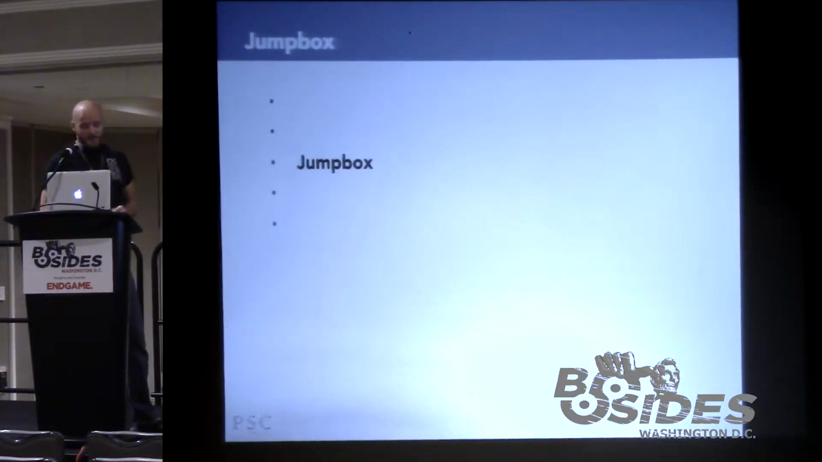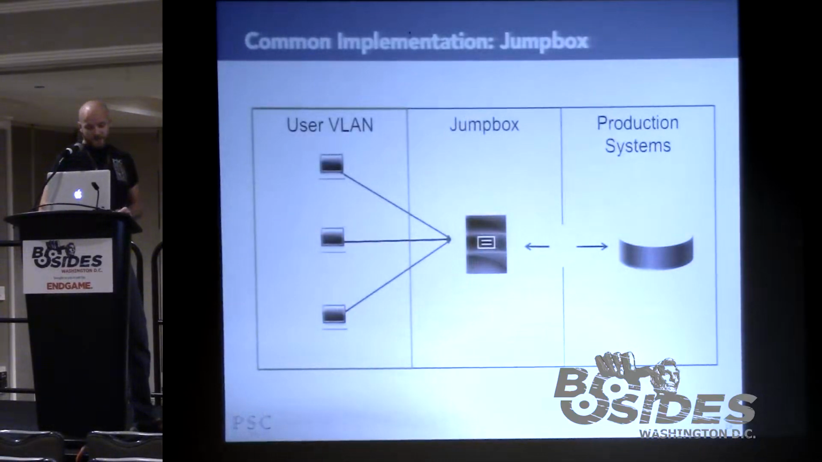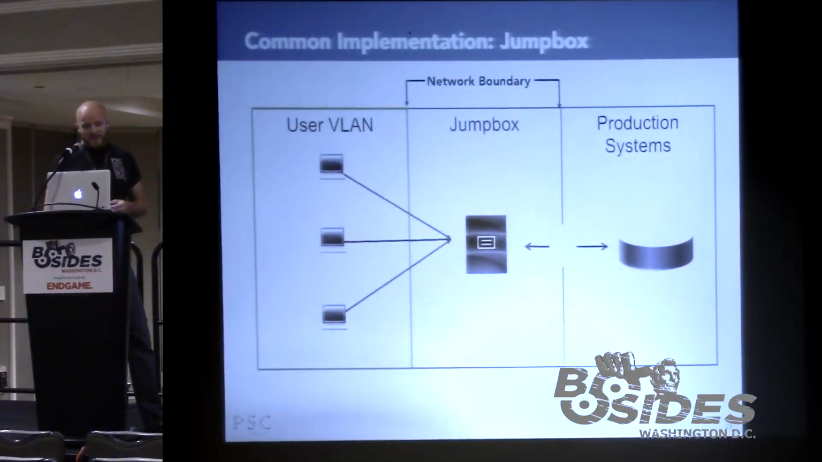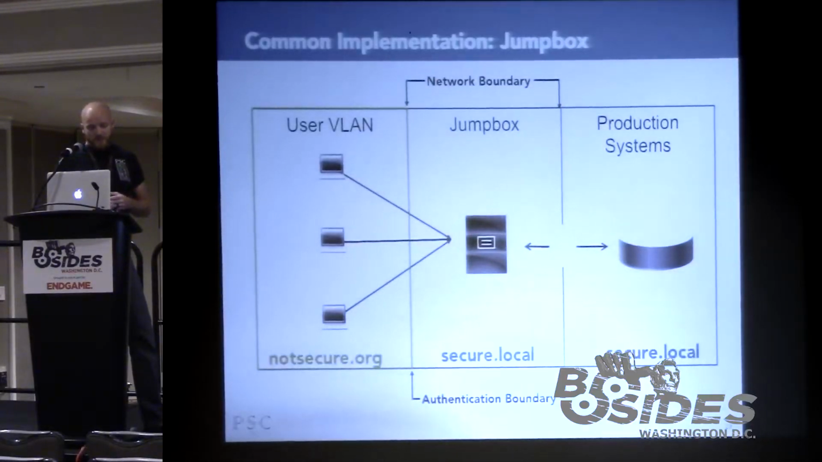Next up, talking about Jumpbox. So Jumpbox for our purposes here is any device that spans two dissimilar security zones for the purpose of access. Typically, I think we see that this is leveraging something like SSH or remote desktop. This provides a nice way to implement a network boundary by restricting connections between the zones to one target host or just a couple of jump boxes. And it also gives us a place to implement an authentication boundary.